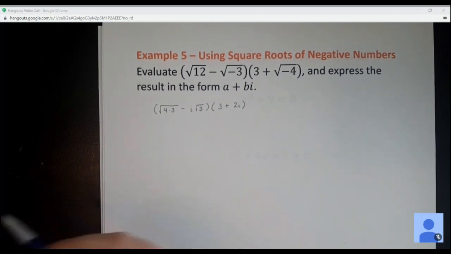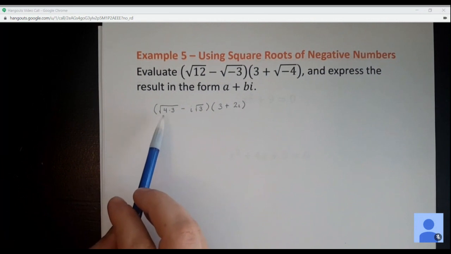All right, now let's come back to this square root of 4 times 3 that I wrote right here. What is the square root of 4?